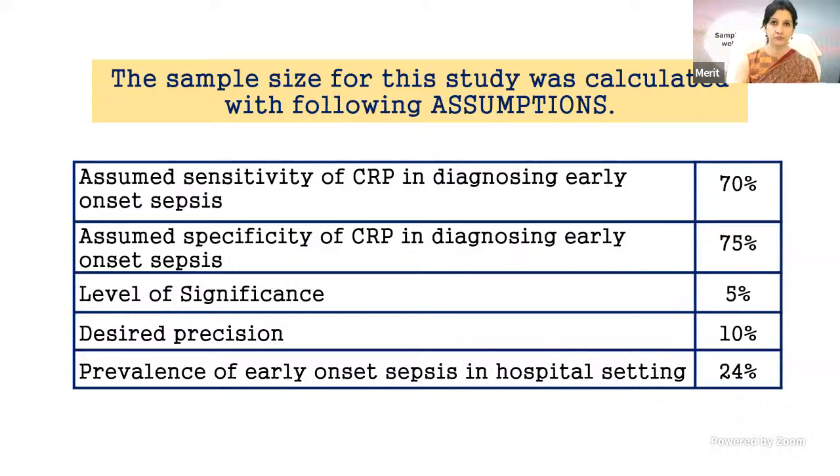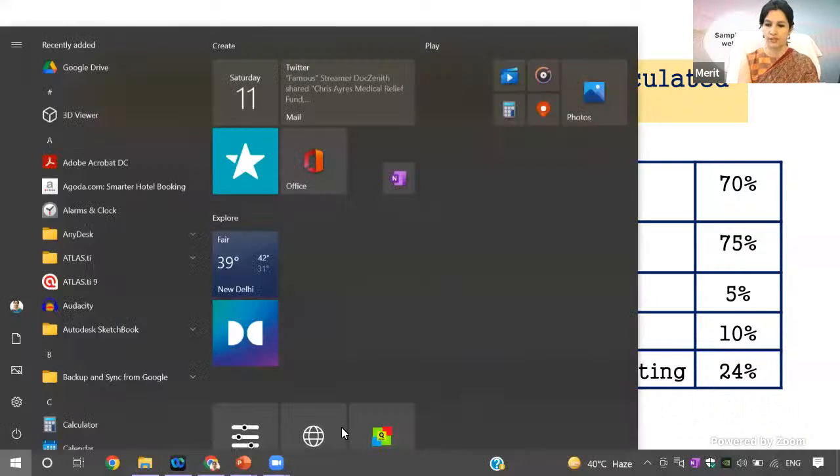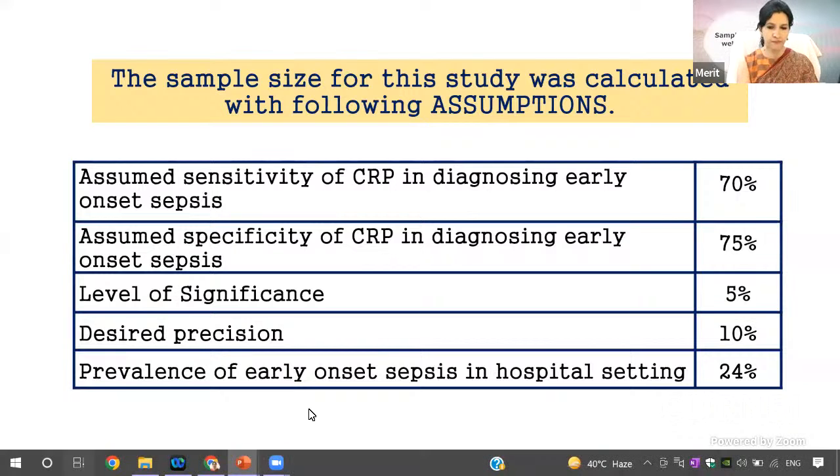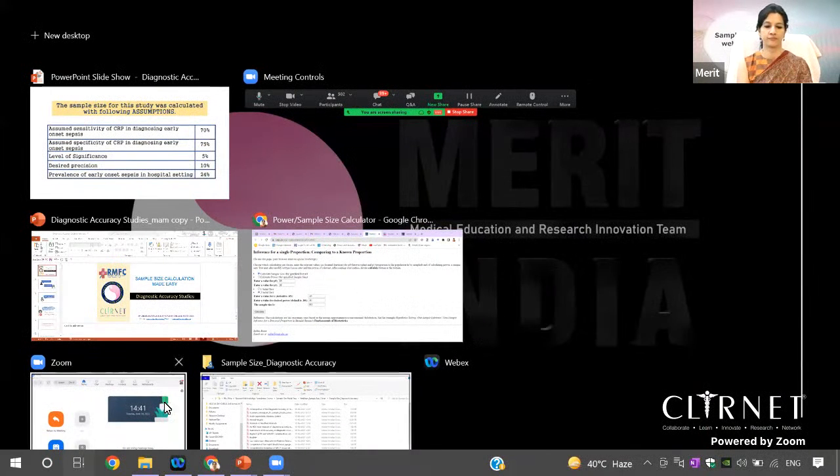So in this case, we will go to the calculator later. So remember these values: the assumed sensitivity for diagnosing early onset sepsis is 70% and specificity is 75%. And the prevalence is 24%. And the precision is 10%. So you should remember these. Now we will go to the calculator.